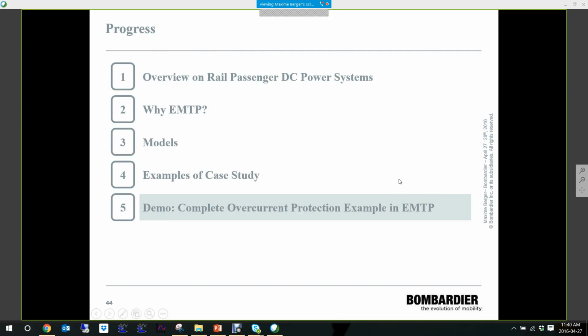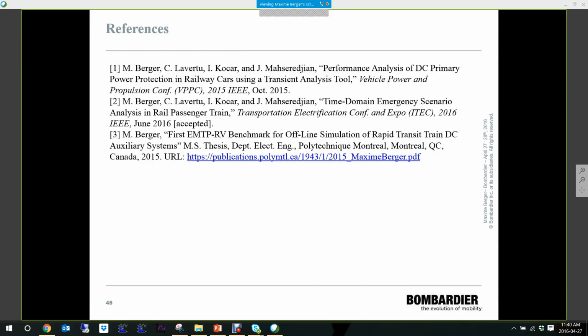So now we are at our complete overcurrent protection example in MTP, but first I will just show you the reference that you can take a look at. There is a lot of detail on the model, so all the maths are there if someone is interested in looking at it.